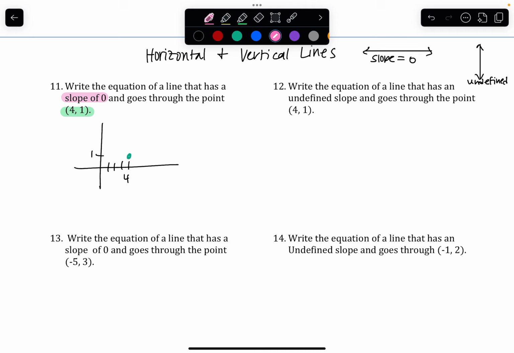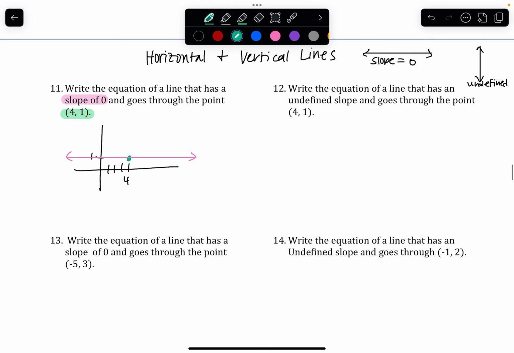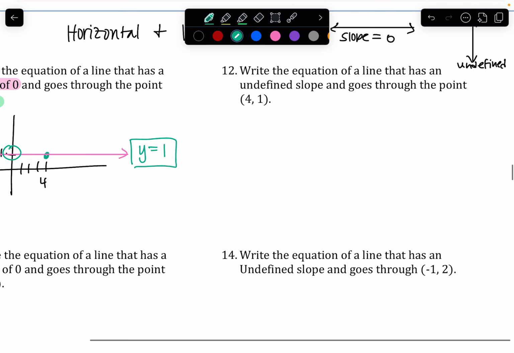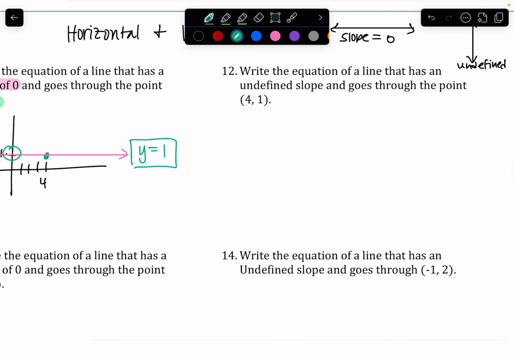And then a slope of 0 is horizontal. So it's going to look just like that. And so because it's crossing the y-axis at 1, the equation of this line is y equals 1. Done. Okay, don't need a formula. Just look at which axis it crosses.